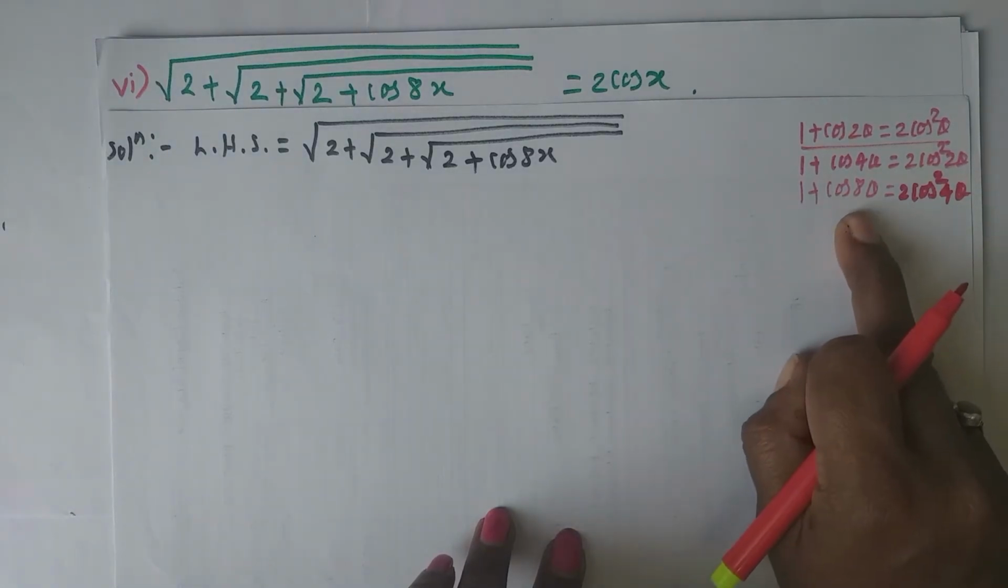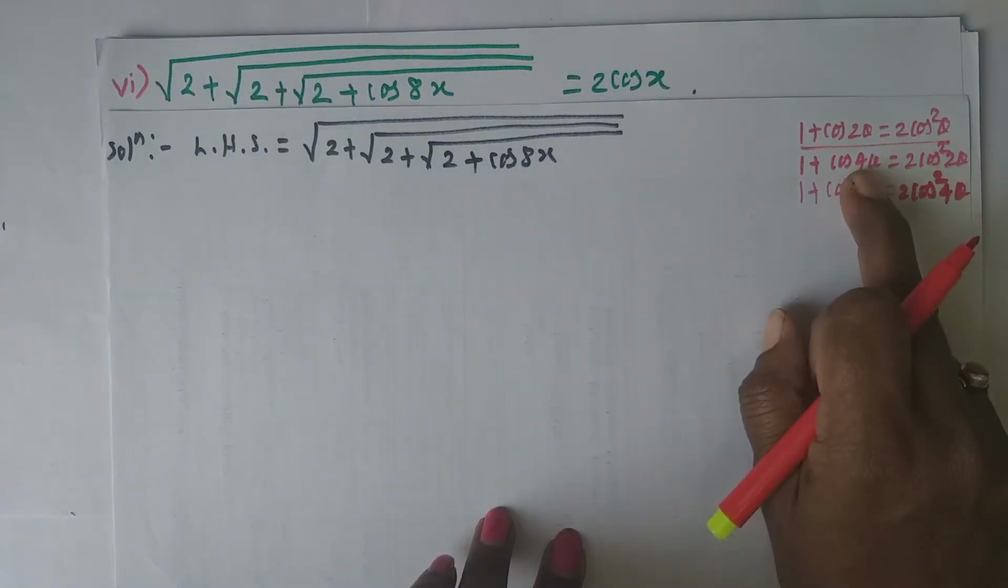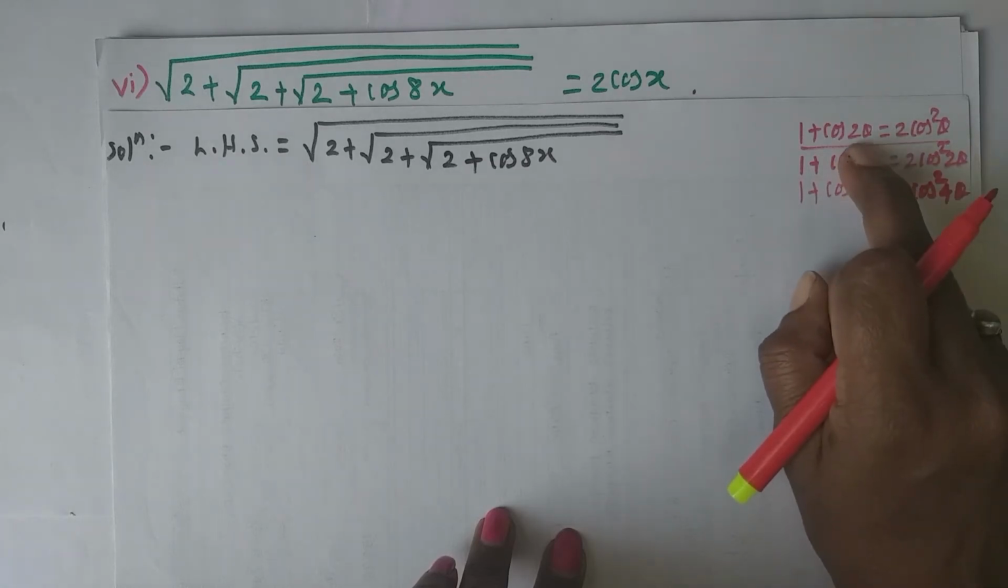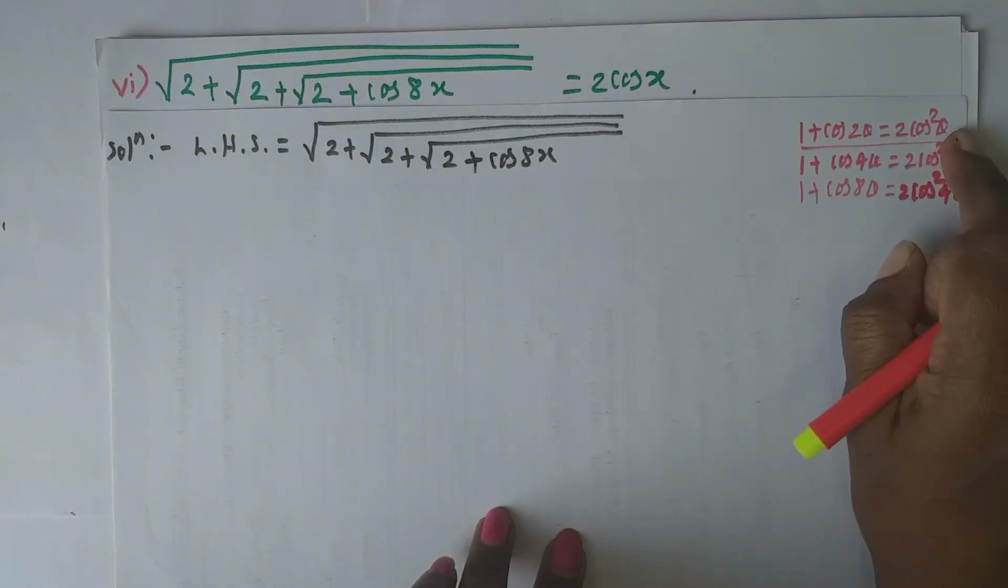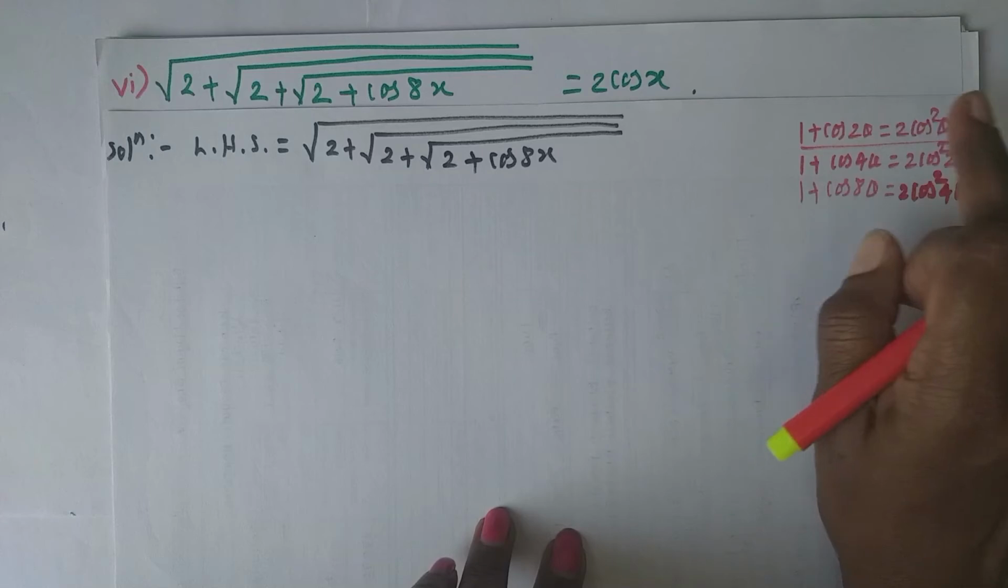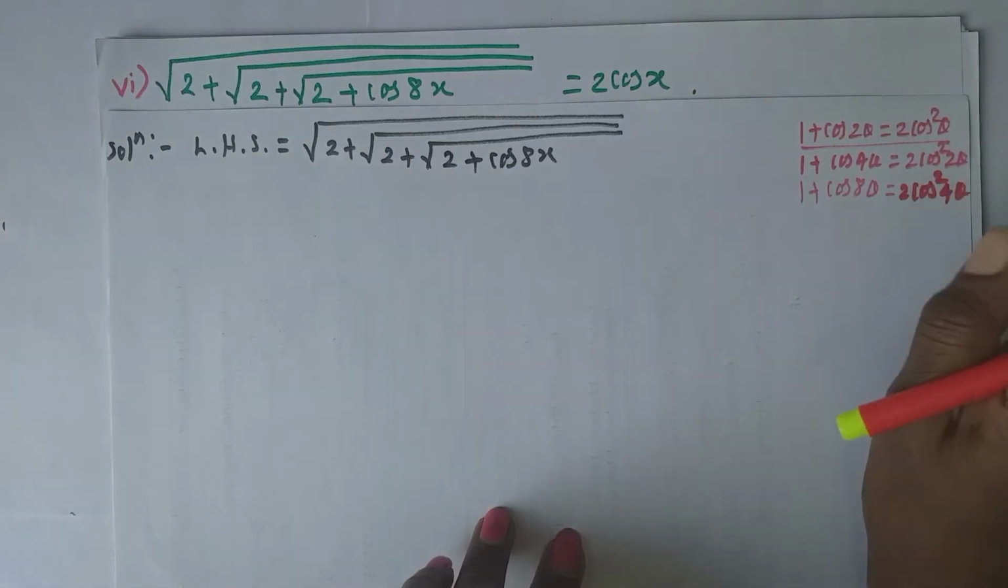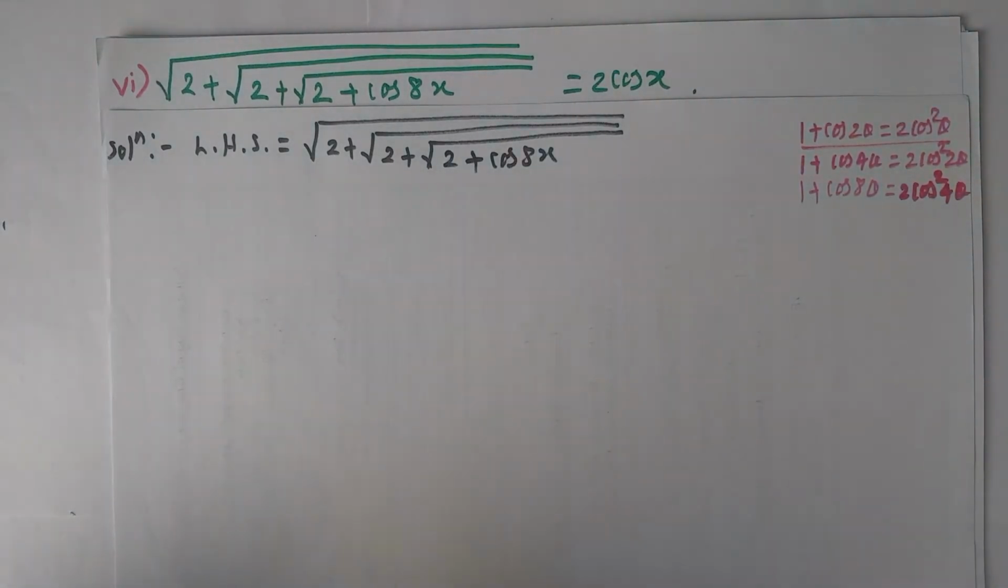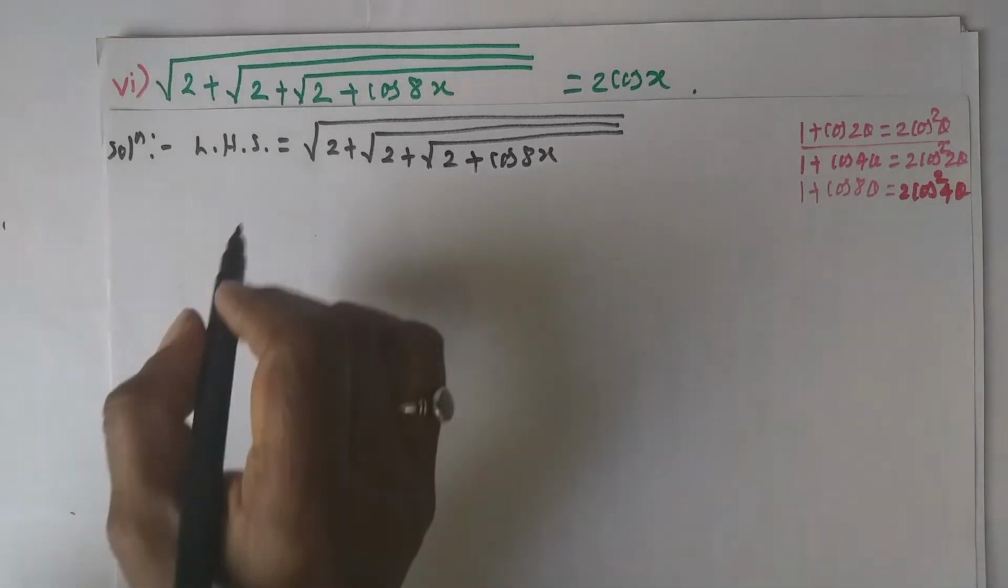If there is angle 8 theta, then here is 4 theta. If here is 4 theta, here 2 theta. If here is 2 theta, here is theta. Okay, and if here is 1 plus cos theta, then here 2 cos square theta by 2. That is our half angle formula. Okay, now we will use that here.